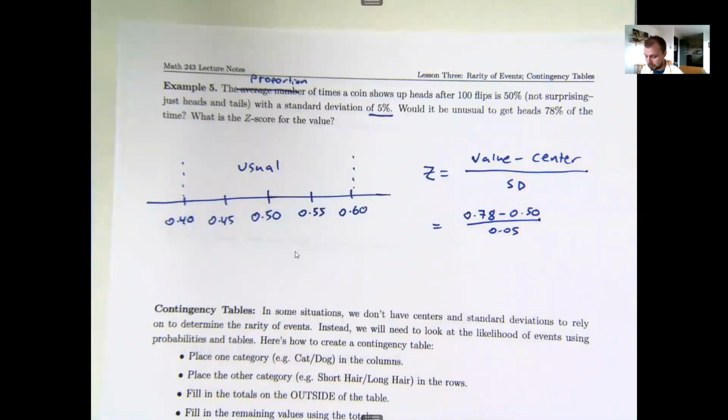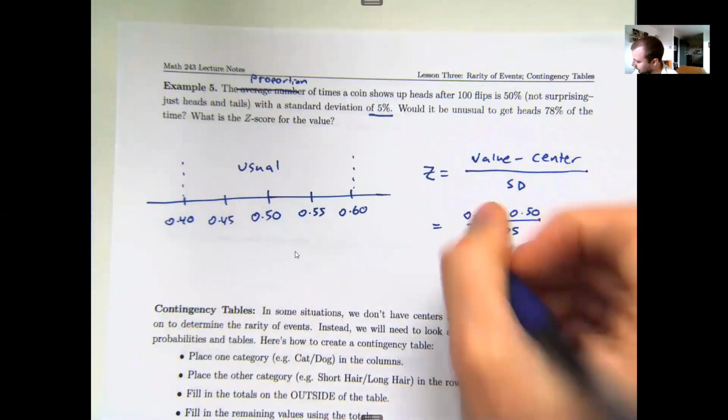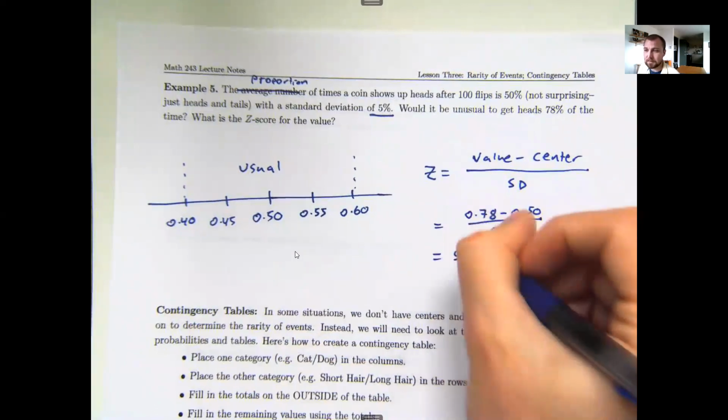We're calculating the z-score. Because just looking at my sketch, 78 seems like it'd be a really far distance away from that center. It might be kind of hard to draw this. When I typed this in, I ended up getting 5.6 for my z-score.